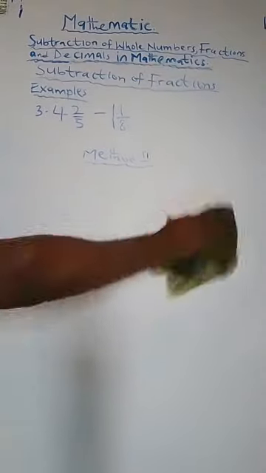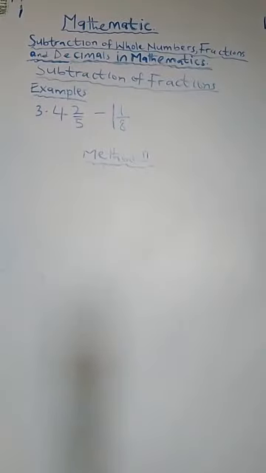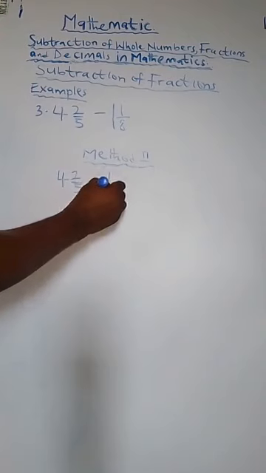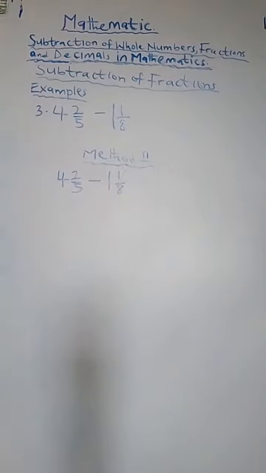Under method 2, we are going to do a little conversion. In our previous videos, I said it is possible to convert a mixed number to an improper fraction. Likewise, you can also convert an improper fraction to a mixed number. So let's use that method for this one: 4 whole number 2 over 5 minus 1 whole number 1 over 8. The first thing we do is to convert 4 whole number 2 over 5 to an improper fraction.